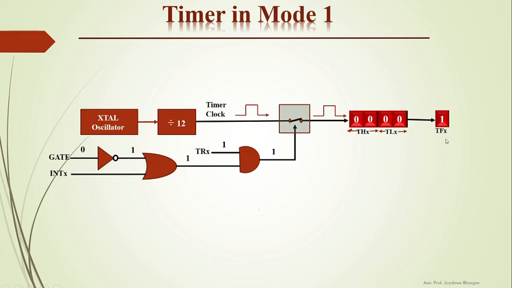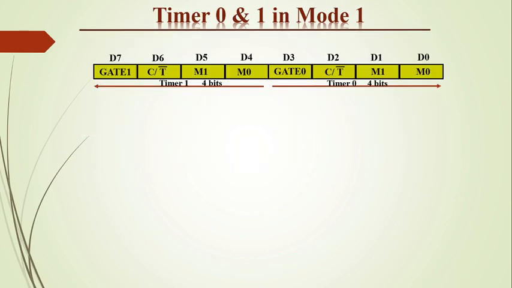So this will indicate the overflow of the timer. After overflow, we have to stop the timer, so make the TRX bit equal to 0. This will open the switch and the timer will be stopped, and the TFX flag becomes 0. So to use timer 0 or 1 in mode 1.